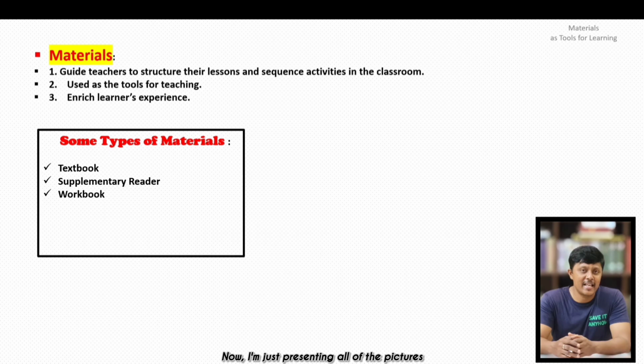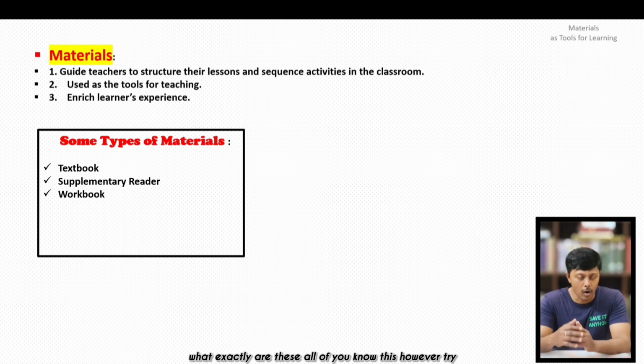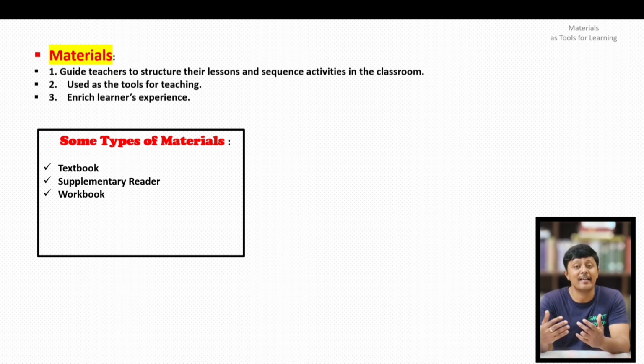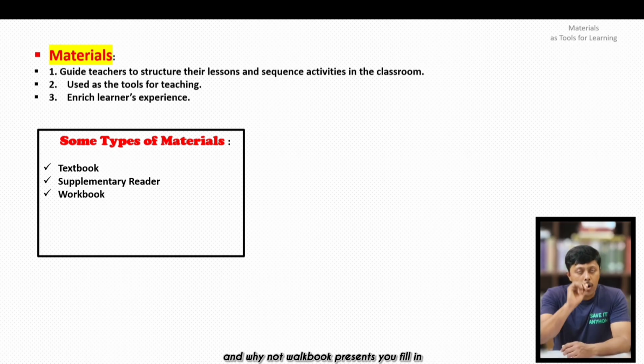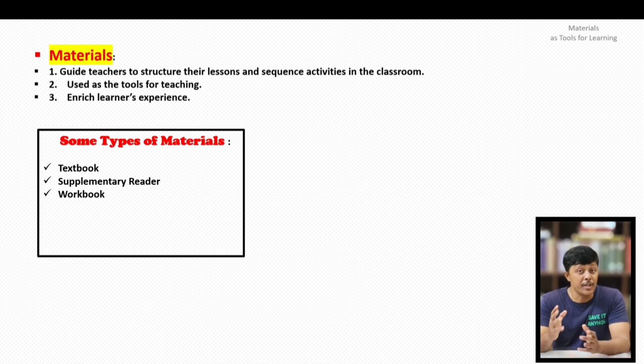Now, I'm presenting pictures of the workbook, textbook, supplementary reading materials, etc., on the above section so that it will help you to understand what exactly these are. All of you know this, however, try and learn better, and why not? A workbook presents fill in the gaps, matching, complete the sentences, etc. There are also true false questions and multiple choice questions, which will eventually help the learner to understand better.